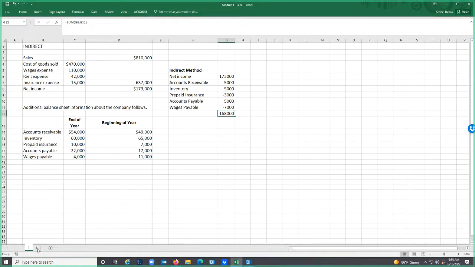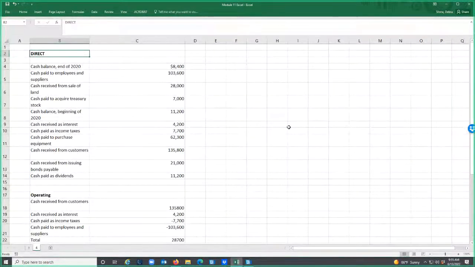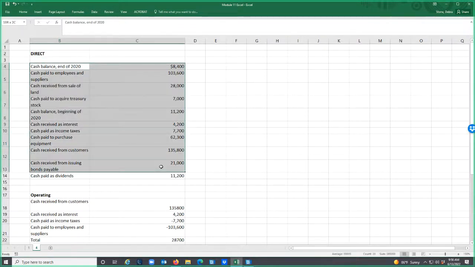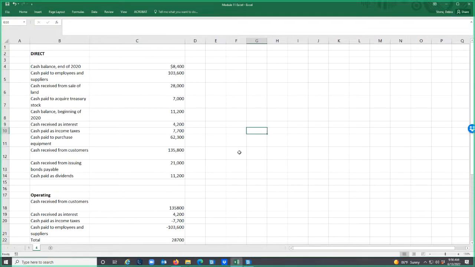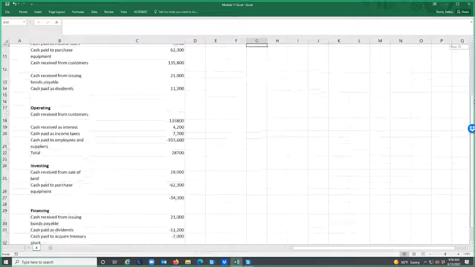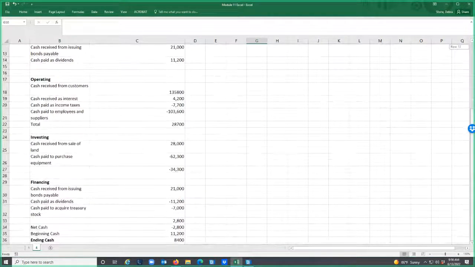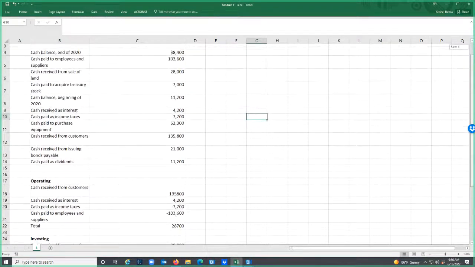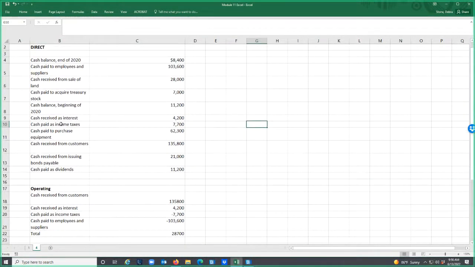Okay, let's move on to problem 4, in which we're doing the direct method. And you can see in this method, this part is given in the problem right here. Okay, all these different cash impacts that we're looking at. Now in the direct method, what we do is we separate it into operating, investing, and financing. So that's cash having to do with those things. So now we're going to go down this list and we're going to look where we should put those, basically.